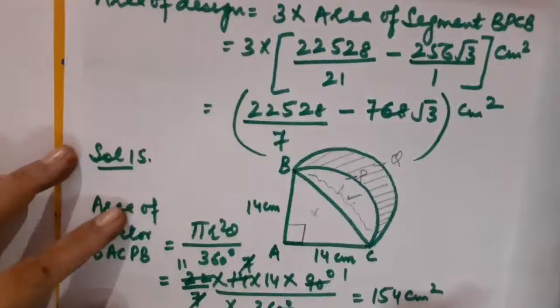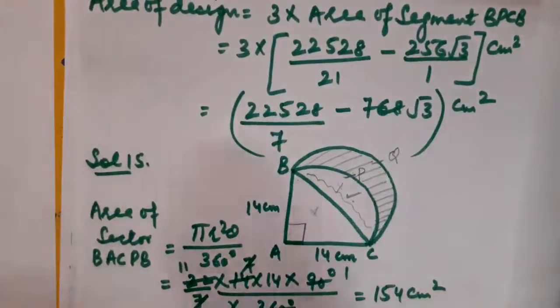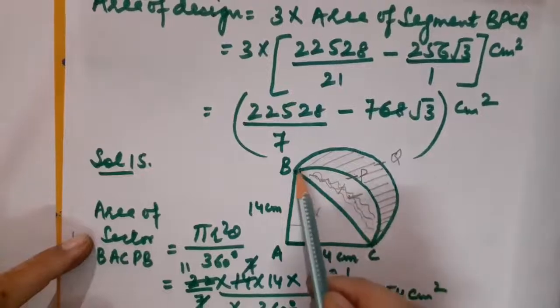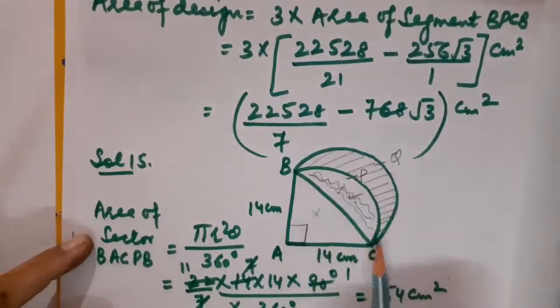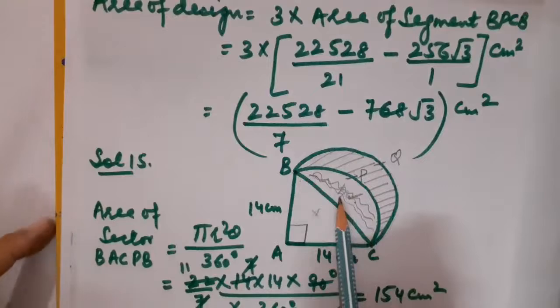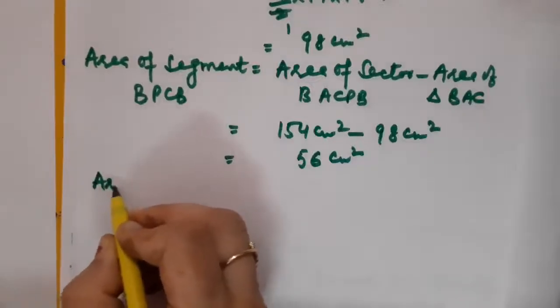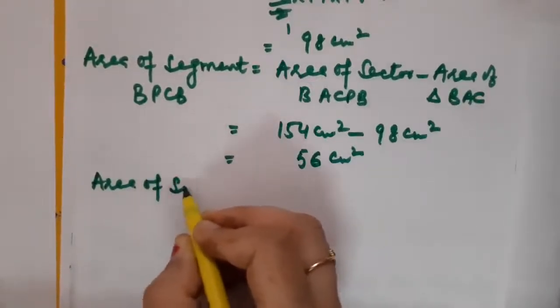Now children, just look at the diagram once again. I have calculated this region. Now I have to calculate the area of the semicircle and subtract this area. Fine. So let us calculate the area of the semicircle.